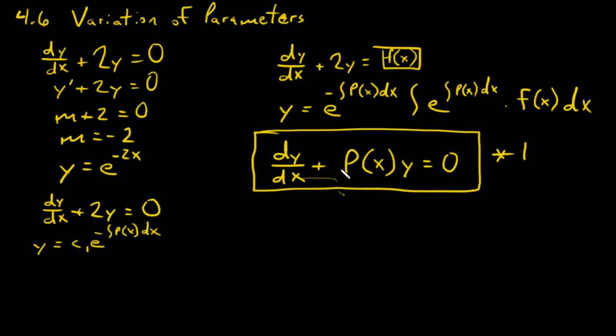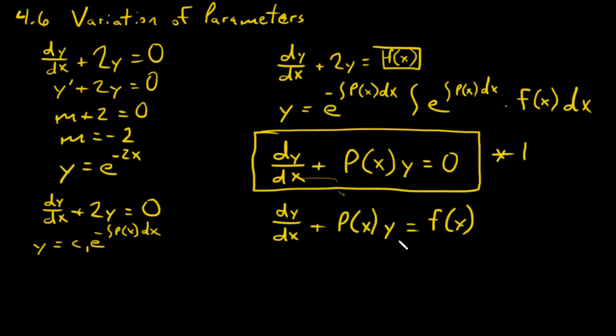So let's say that I have this right here. That is a first order homogeneous DE. Okay? Now, here we go. I'm going to do some crazy math. You ready? Non-homogeneous: dy dx plus p of x y equals f of x. Okay?